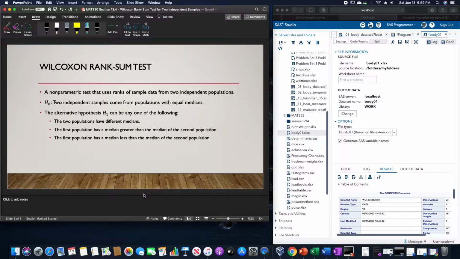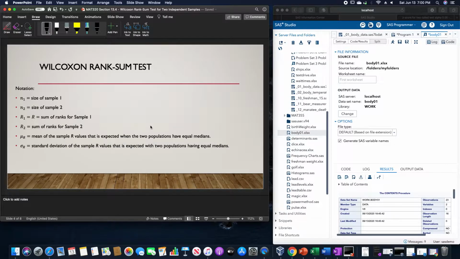The Wilcoxon Rank-Sum test is a nonparametric test that uses ranks of sample data from two independent populations. The null hypothesis is that the two independent samples come from populations with equal medians. The alternative hypothesis, H(1), can be any of the following. The two populations have different medians. The first population has a median greater than the median of the second population. The first population has a median less than the median of the second population.